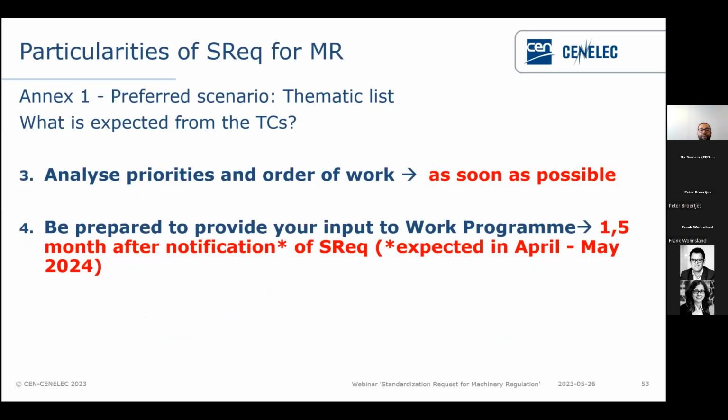The other two requests we would like to ask you are to analyze your priorities and the order of the work as you want to follow it. We don't have a fixed deadline, but it would be good to have it as soon as possible. And then to be prepared to provide your input to the work program. Usually we would expect you to give this 1.5 months after the notification of the standardization request, which is expected to happen between April and May 2024, next year.